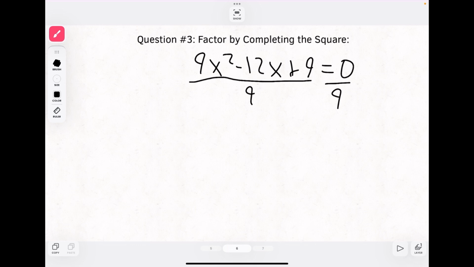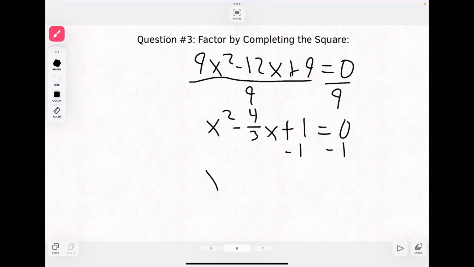So 9 divided by 9 is 1. So x squared minus a negative 12 over 9, simplified as negative 4 over 3x, plus 9 divided by 9 is 1, is equal to 0. And then we are going to move c over, and we are going to add our blanks. So we're going to get x squared minus 4 over 3x plus blank is equal to negative 1 plus blank.